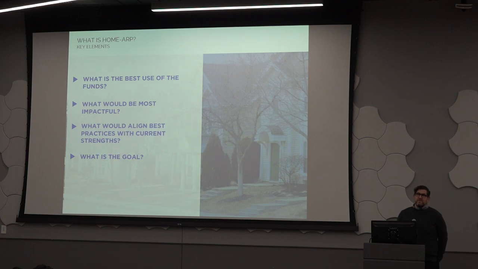What's the best use of these funds? What would be most impactful in the community, knowing that it's a one-time opportunity? What would align with best practices? Leveraging the current system to better work toward the goal of reducing homelessness and housing insecurity. So what is the goal for Wichita?